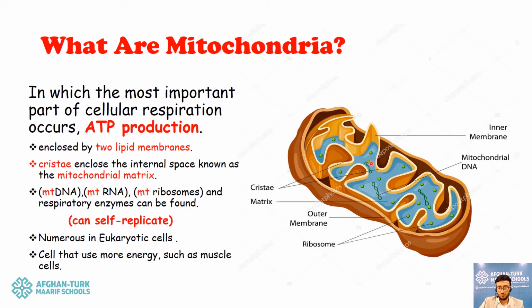This structure is called crista. The crista is the folded shape of the inner membrane of the mitochondria. The mitochondria is enclosed by two lipid membranes. The crista encloses the internal space known as the mitochondrial matrix. Also, mitochondrial DNA, mitochondrial RNA, mitochondrial ribosomes, and respiratory enzymes can be found. These enable the mitochondria to self-replicate.